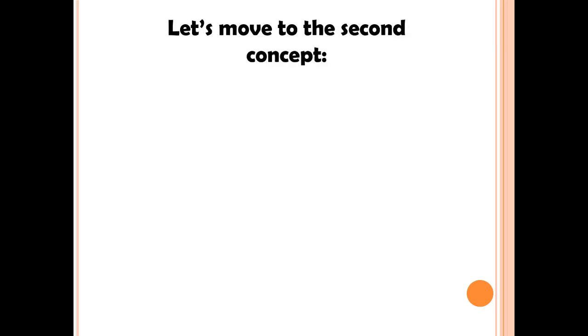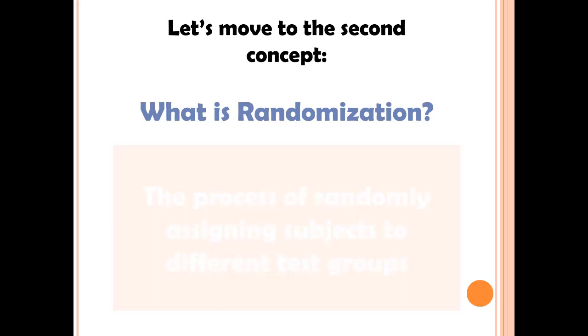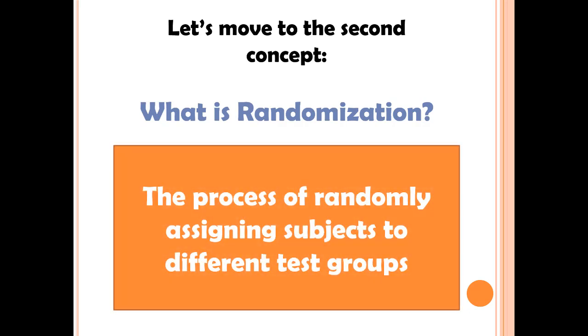So let's move on to the next concept. Remember, we said that there were 3: control, randomization, and replication. So the next concept is randomization. Randomization is the process of randomly assigning subjects to different test groups, either the test group or the control group.